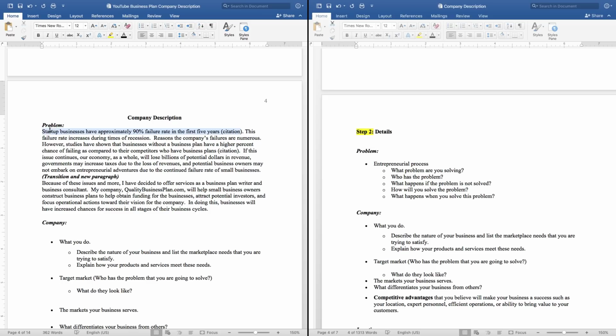Problems identified. Next thing is going to be making the problem worse. This failure rate increases during the times of recession. Well, of course. Economy is down, small businesses are going to suffer even more. So again, another true statement. Reasons for companies' failures are numerous.